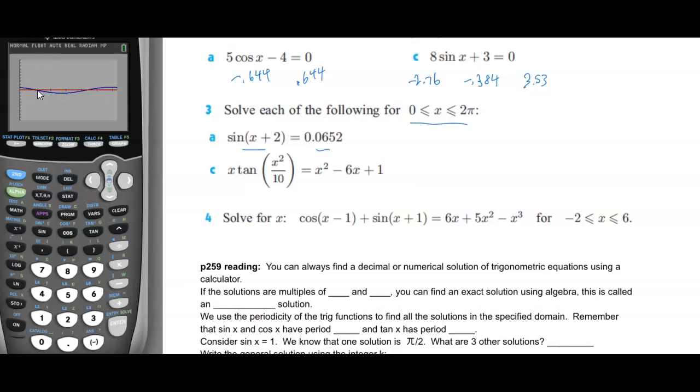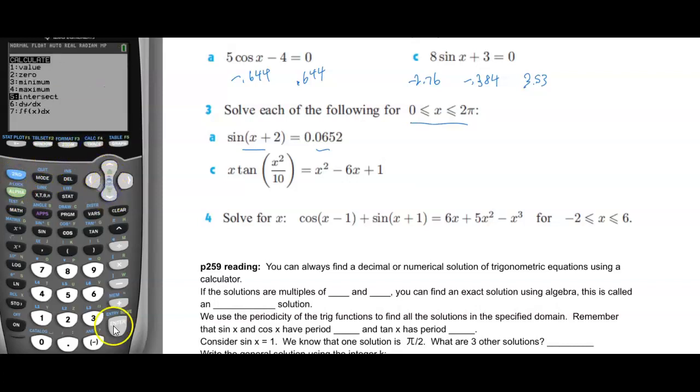So the red line is very close to the x-axis, especially because I probably have my y-scale not appropriately scaled. You can't really see that the red line is slightly above the x-axis. Okay. So we're going to do second calc intersect.